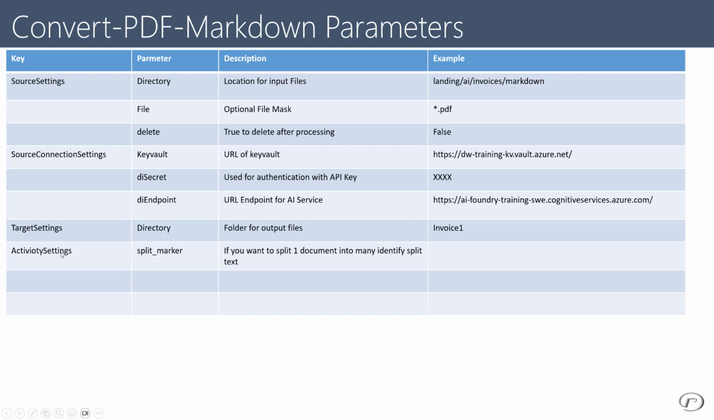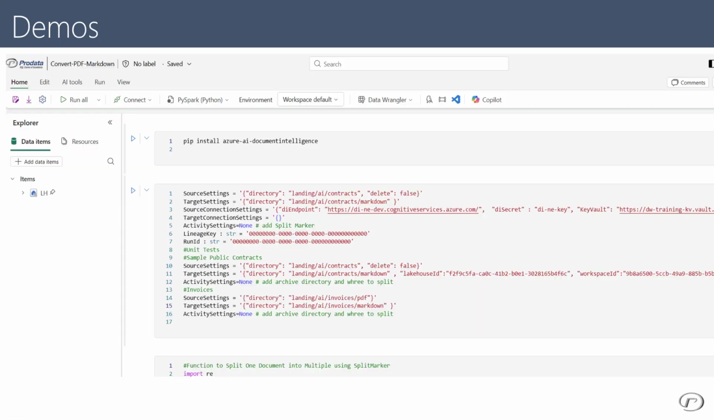There's an advanced setting called the split marker, where imagine we've got a 100-page PDF that has 30 different sub-documents inside it. We can at this point automatically split it into those 30 documents. Okay, now let's do a demo.